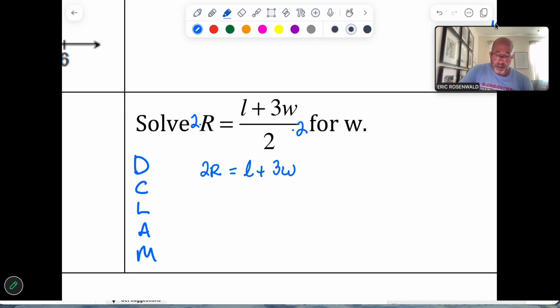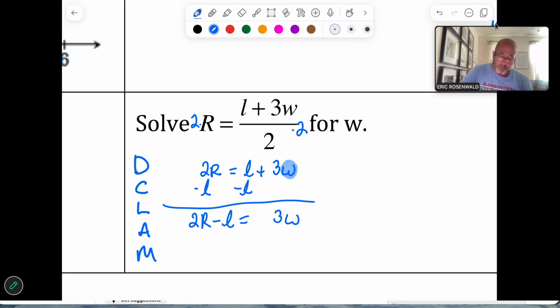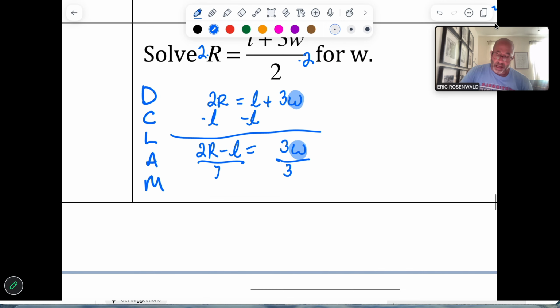Again, our goal here is we're trying to get this W by itself, so that means let's get rid of that L that's there. In order to move the L, let's take away L from both sides. We move that, we have 2R minus that L is going to equal 3W. One more step is left. We're just trying to get this W by itself, and right now it says 3 times W. So how do we get rid of 3? We divide both sides by 3. And what we end up with for our final answer is 2R minus L divided by 3 is equal to W.